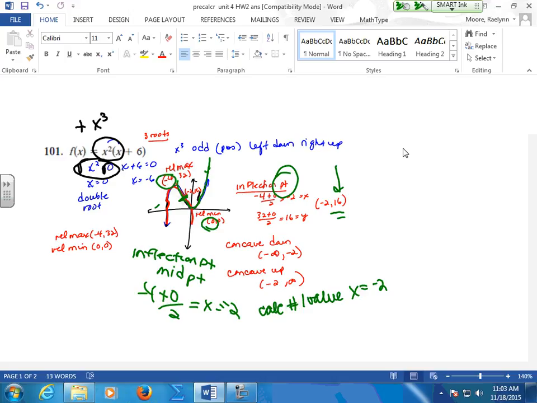Once you find the inflection point, now you do your concavity. I concave down from negative infinity to that x point. Then I changed my mind. From that x point to infinity, I concaved up. Does it make sense? Yes? No?